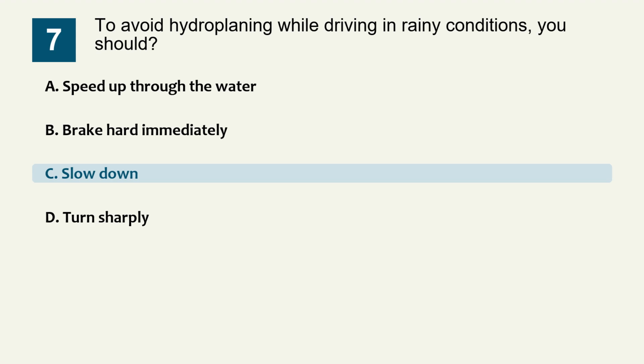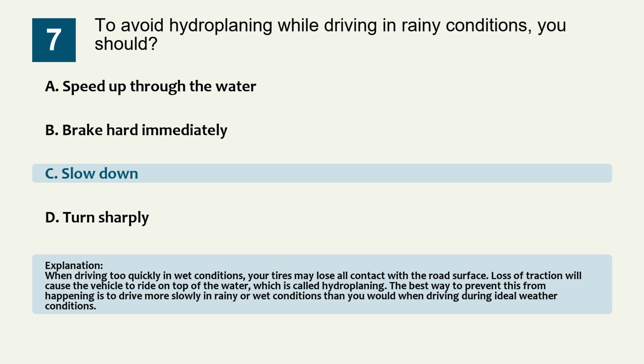The correct answer is option C, slow down. When driving too quickly in wet conditions, your tires may lose all contact with the road's surface. Loss of traction will cause the vehicle to ride on top of the water, which is called hydroplaning. The best way to prevent this from happening is to drive more slowly in rainy or wet conditions than you would when driving during ideal weather conditions.